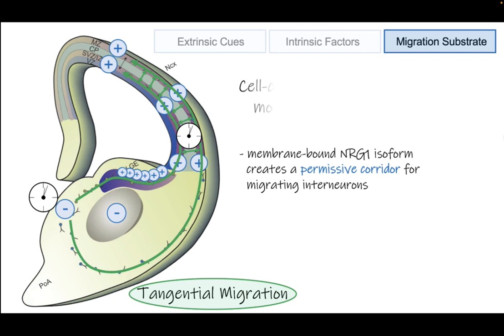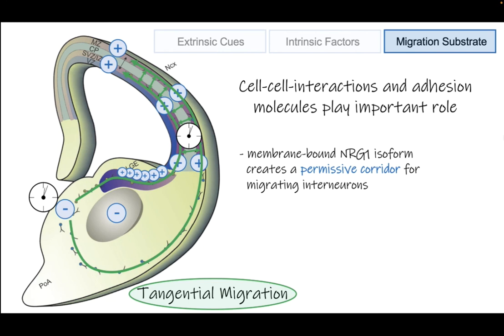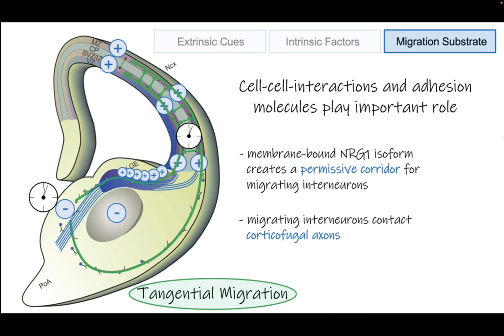It is known that cell-cell interactions and cell adhesion molecules play an important role in tangential migration, and migrating interneurons have been reported to contact corticofugal axons, which might be used as a scaffold for migration. Even stage-dependent substrate preferences have been discussed, which gives us a better idea of how migration over such long distances can be realized.